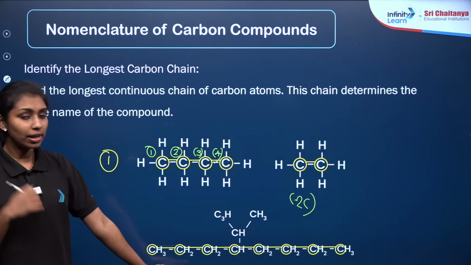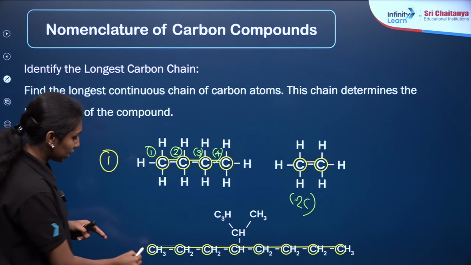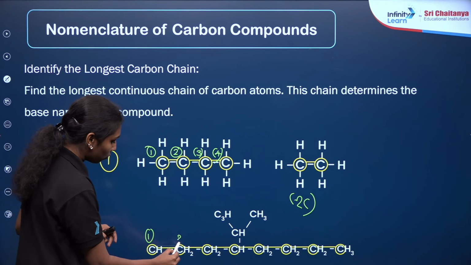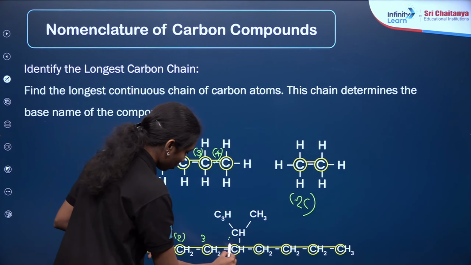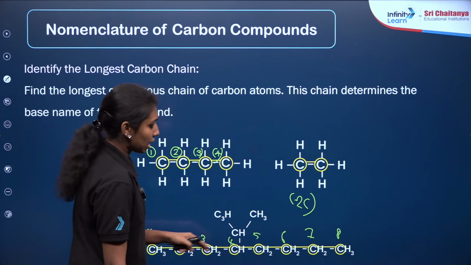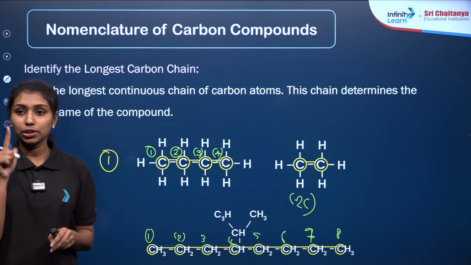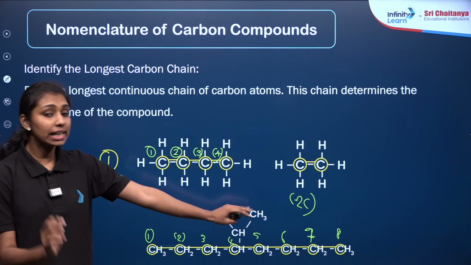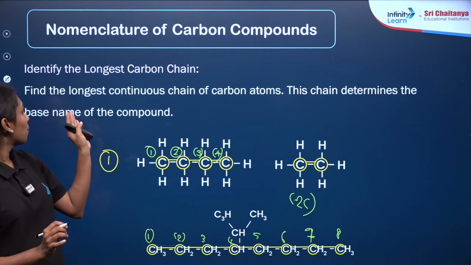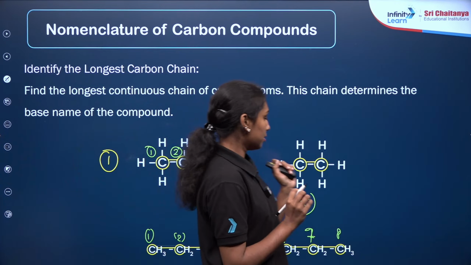And for the last case, this is our compound. If you count from here, we can say this will be the longest chain with 1, 2, 3, 4, 5, 6, 7, 8 carbon atoms. So what is our first step? We need to find out the longest carbon chain in the compound. That will determine the base name of the compound. Okay, I hope you understand.